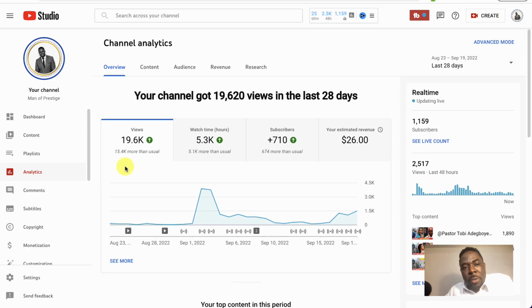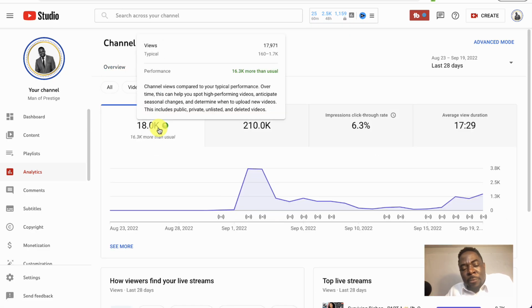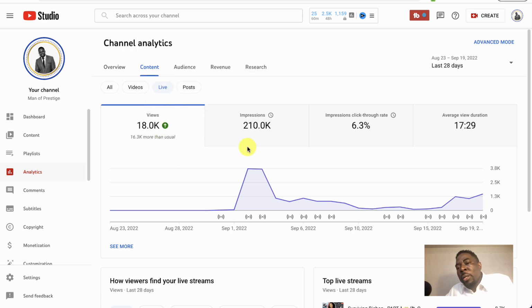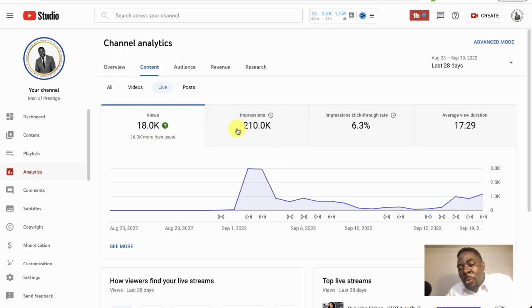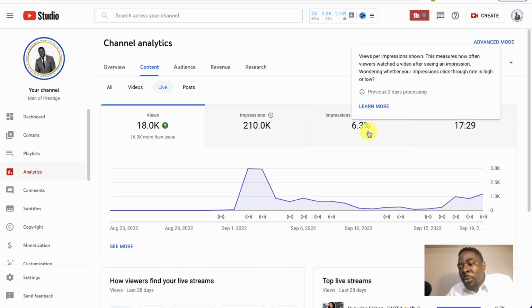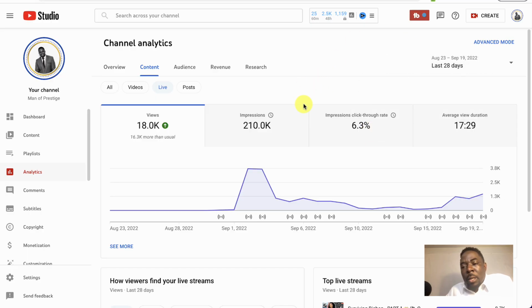You can see here that if I go under content, we have views. That's like the equivalent of clicks. Under analytics or users in analytics, in Facebook, you see that's clicks, right? Equivalent. But you can see impressions: 210,000 people actually saw a thumbnail. Only 18,000 people clicked on it. Then if you do that math, views divided by impressions, you have 6.3%. So it gives you numbers.